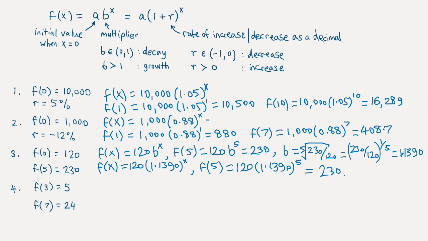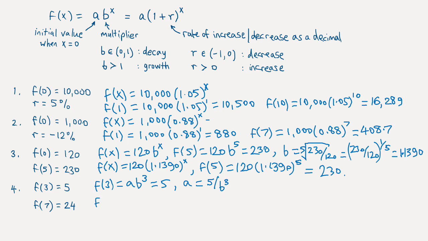Okay, so it's a little bit more complicated, but it's essentially the same kind of process. Let's write down what we know. So f of 3 as a formula would be a times b to the power 3, but we're given the value 5 in our initial information for this question, for this example number 4. So I could rearrange this and solve for a. So a is going to be equal to 5 divided by b to the power 3.